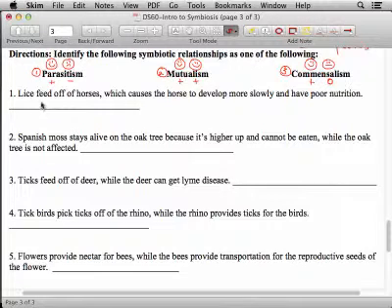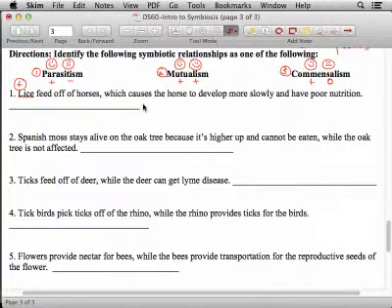So looking at number 1, it says lice feed off of horses. So we have two organisms here. This is our relationship. We just have to figure out what the symbols are, which causes the horse to develop more slowly and have poor nutrition. So the lice are going to feed off the horses. So the lice are definitely getting a positive out of this interaction here.